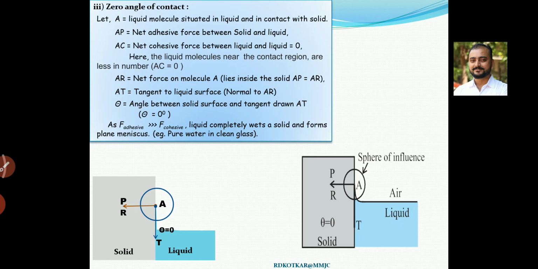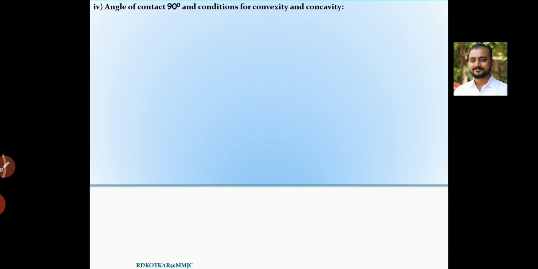Okay, next point that we have to start, that is angle of contact 90 degree and conditions for convexity and concavity. Okay, so friends, understood what I am saying. Here we have to form the angle of contact as 90 degree. Means what? The angle of contact should be 90 degree. In this case, what we have to achieve? The angle between the tangent drawn to the liquid surface and the solid surface should be equal to 90 degree. Simple. Okay, and for achieving that, what we have to consider?